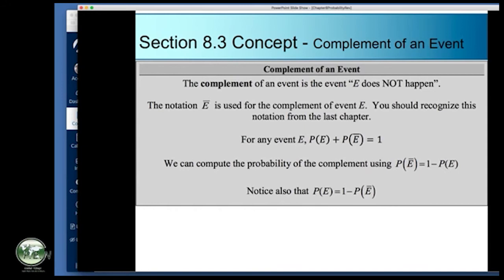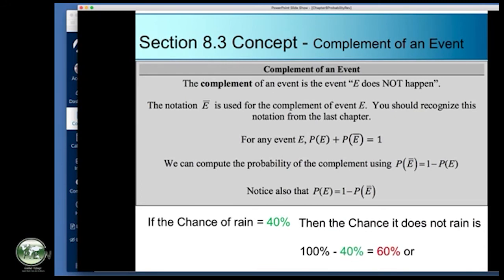Complements, right? To complete to 100. Probability happening, probability not happening. Chance of rain is 40, chance it doesn't rain, 60. So 100 minus 40, we can get it either way. Okay.